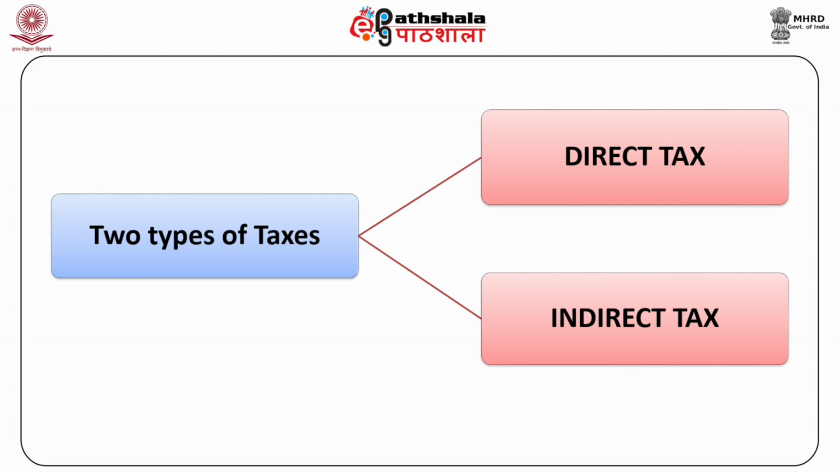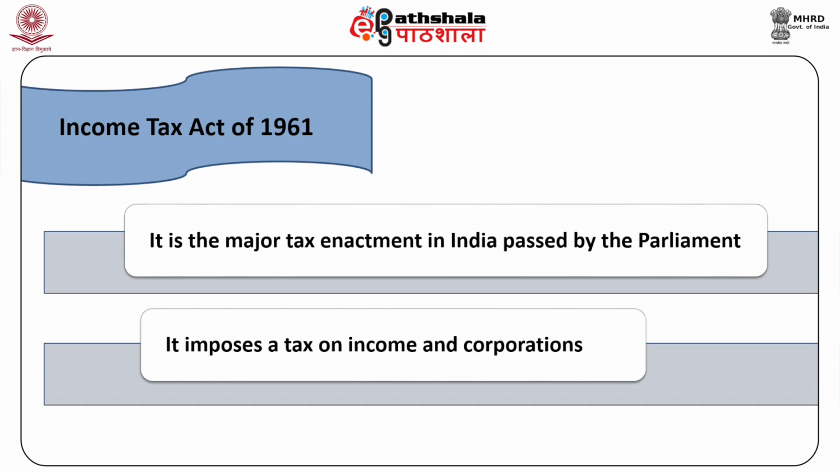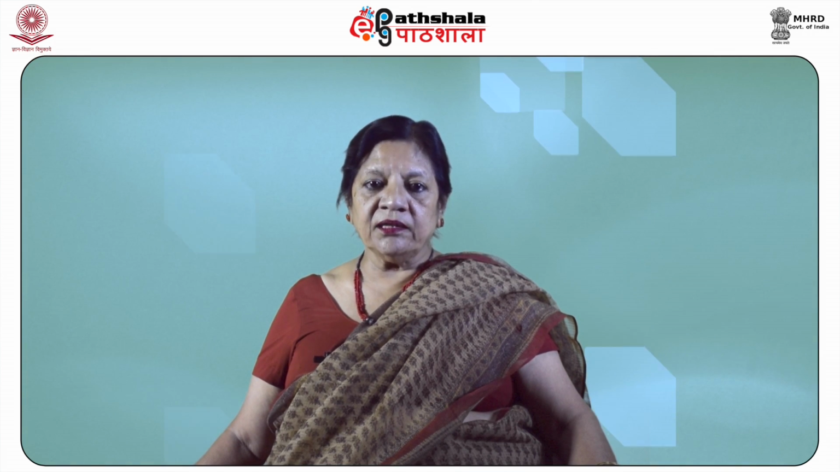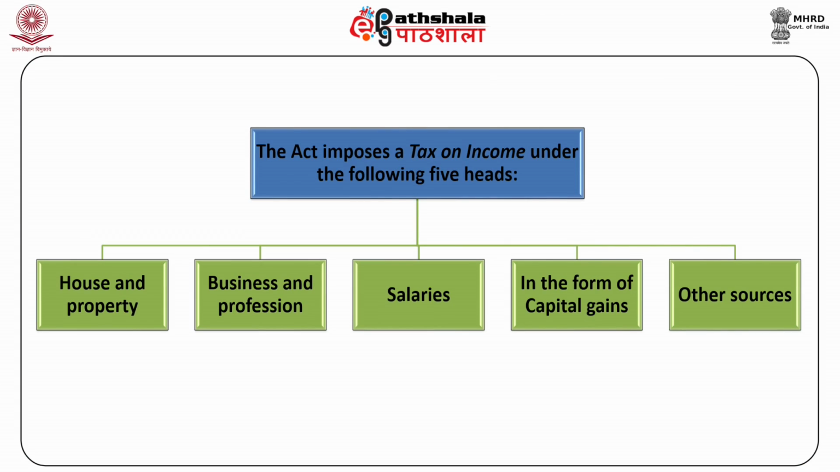Next, we discuss the Income Tax Act of the Government of India. The major tax enactment in India is the Income Tax Act of 1961, passed by the Parliament, which imposes a tax on income of individuals and corporations. The Act imposes a tax on income under the following 5 heads. 1. Income from house and property. 2. Income from business and profession. 3. Income from salaries. 4. Income in the form of capital gains. And lastly, income from other sources.